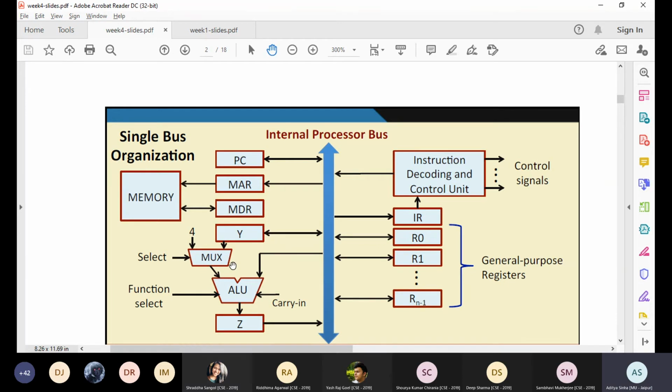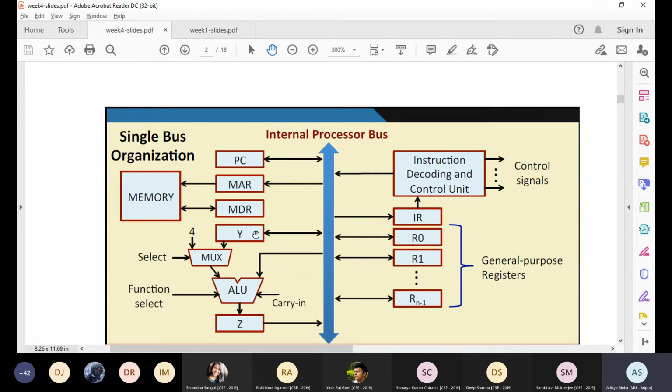So how will you increment it inside the processor? You can't just say do 1000 plus 4, because everything is happening based on a circuit logic. So can you guess? The ALU will do it. Very good.